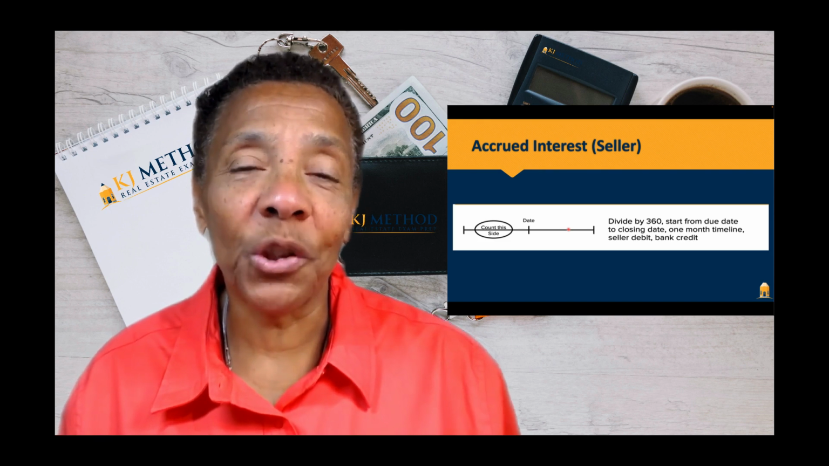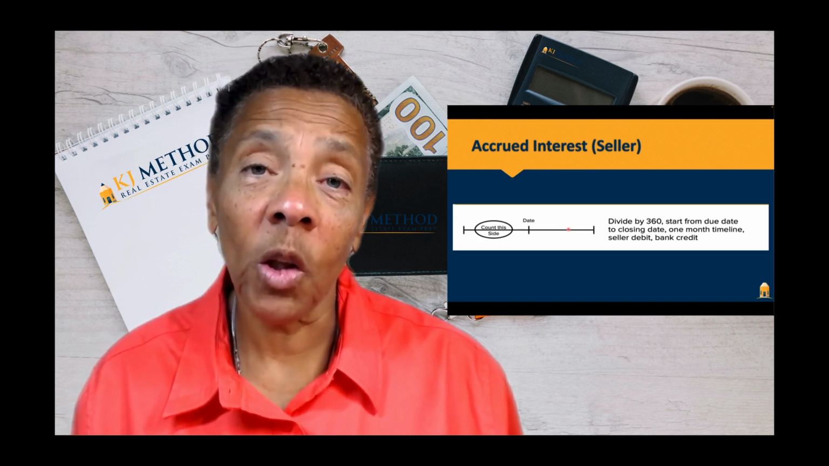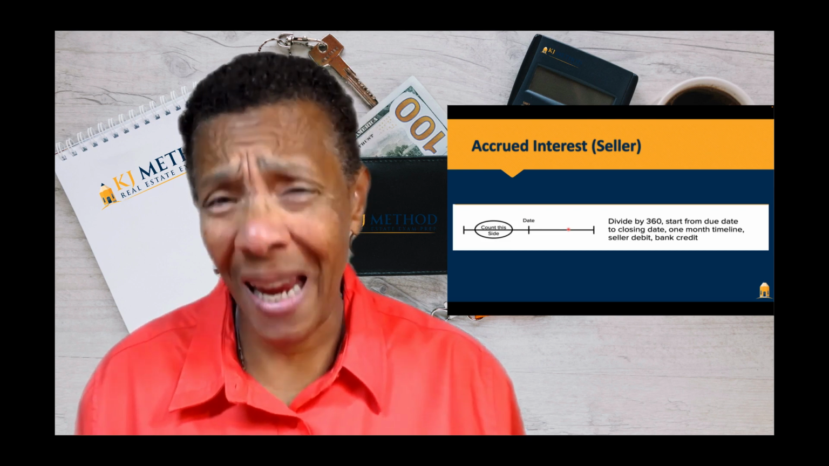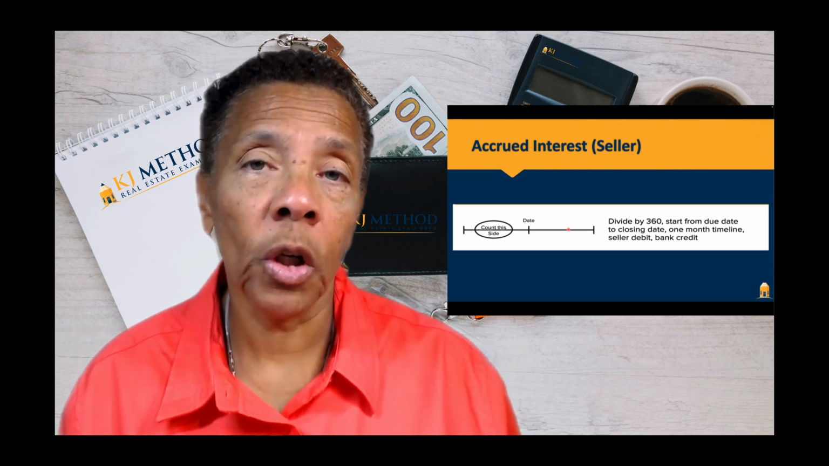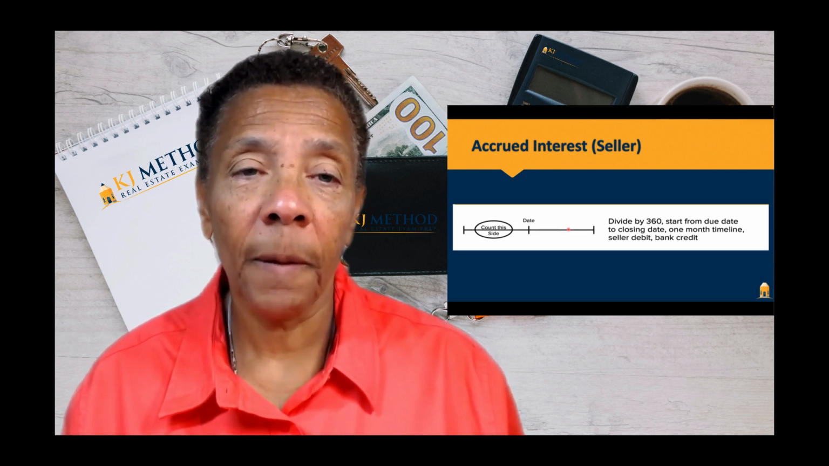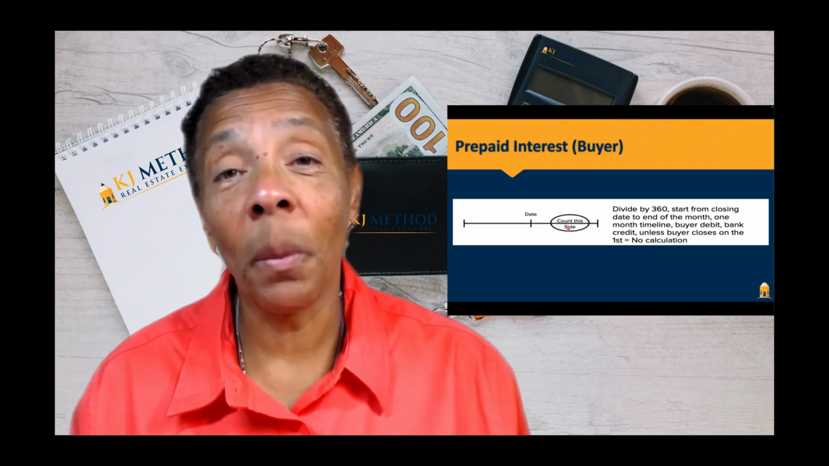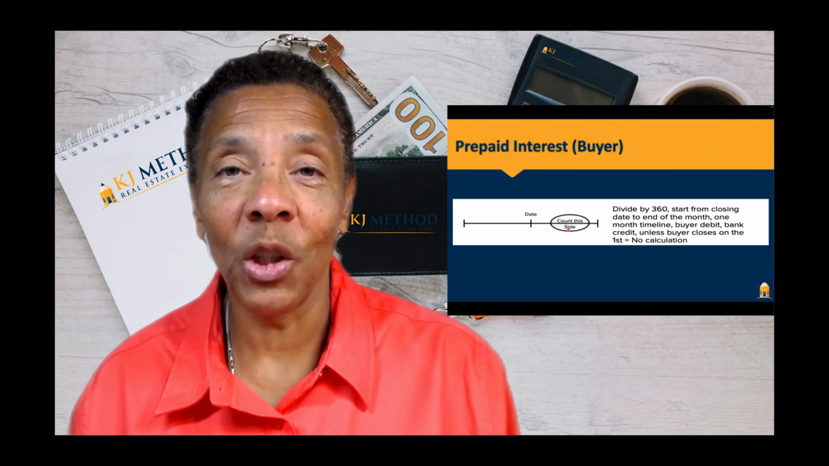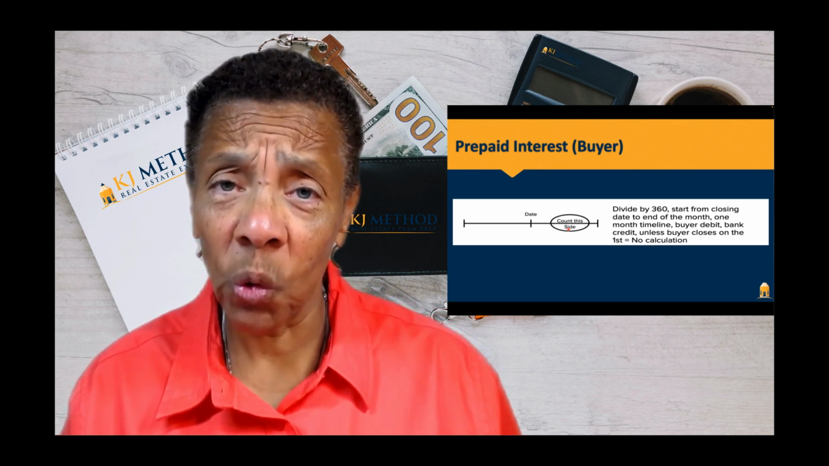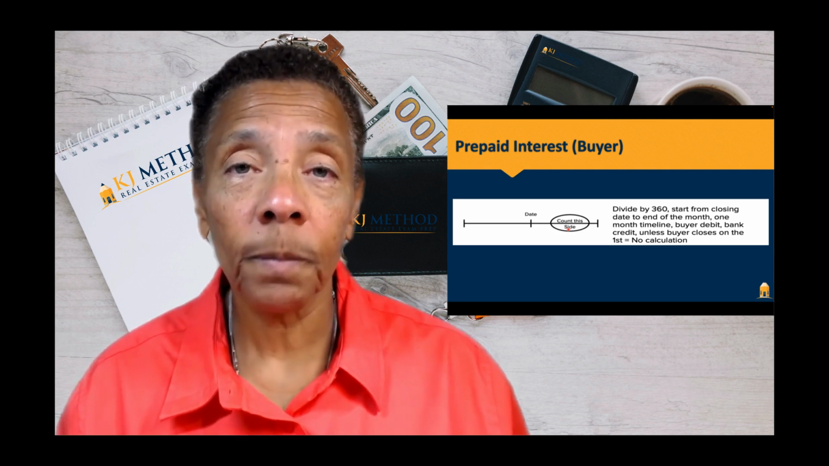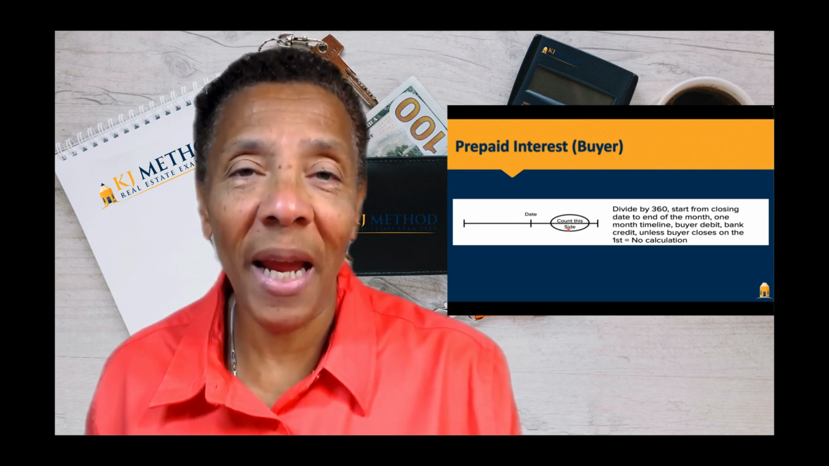And don't get tricked by this. When it's accrued interest, we're not talking about seller and buyer. We're talking about the seller and their bank. So if anything, it is money that is taken from the seller, debited from the seller, and given to the bank. And then the last one here would be prepaid interest, which is the buyer's side. So what's happening at a closing? The seller is paying off his loan, and that would be accrued interest. The buyer is taking a new loan. That would be prepaid interest.